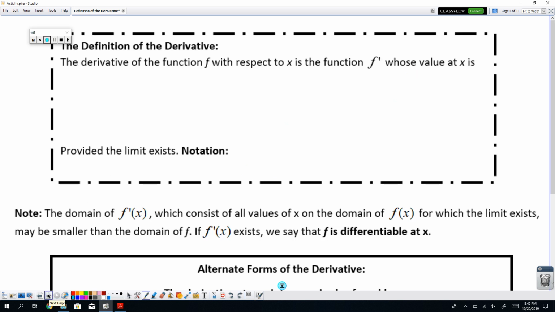So the definition of the derivative. The derivative of the function f with respect to x is the function f prime, whose value at x is, and this is probably one of the most important definitions you'll write down, the limit as h approaches 0 of f of x plus h minus f of x all over h, provided that the limit does exist.